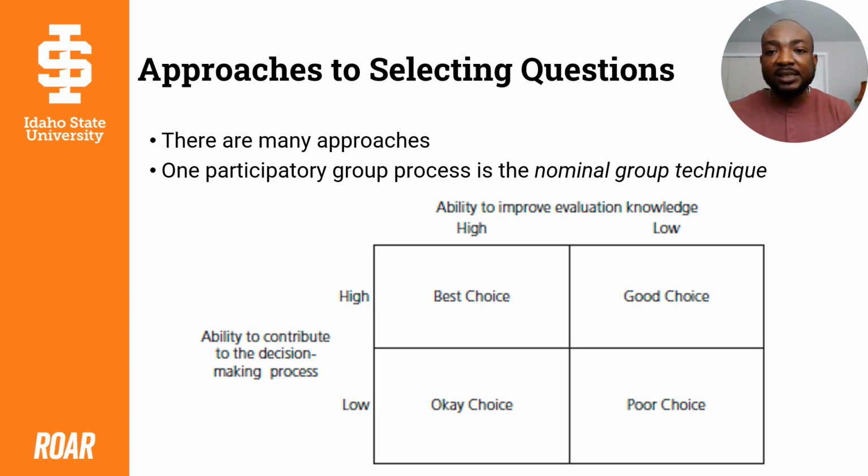Once this process is complete, the questions in the best choice and good choice quadrants are the most valuable because evaluation is primarily about the initiative being assessed, and evaluation must contribute to decision making. So research-oriented evaluations may want to answer questions in the OK choice quadrant, and questions that fall into the poor choice quadrant may not warrant time or resources, as they neither improve knowledge overall nor contribute to decision making.